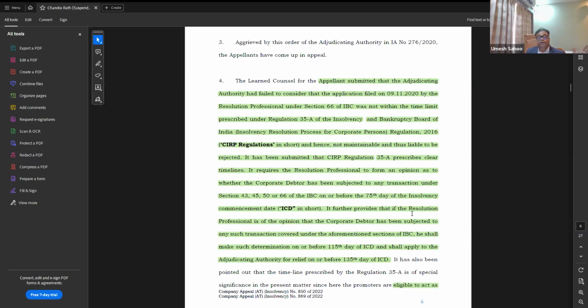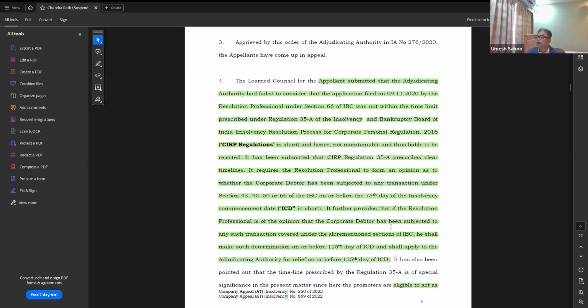Sir, what happened here is that, regarding the 35A timeline, we all know that to file an avoidable transaction application, our professional friends must be well aware that they should follow the timeline: 75 days, 115 days, and 135 days. The three dates have been categorically mentioned. In practice, we will find that within 75 days the resolution professional is to form an opinion, it shall make a determination before 115 days, and it shall be filed within 135 days.